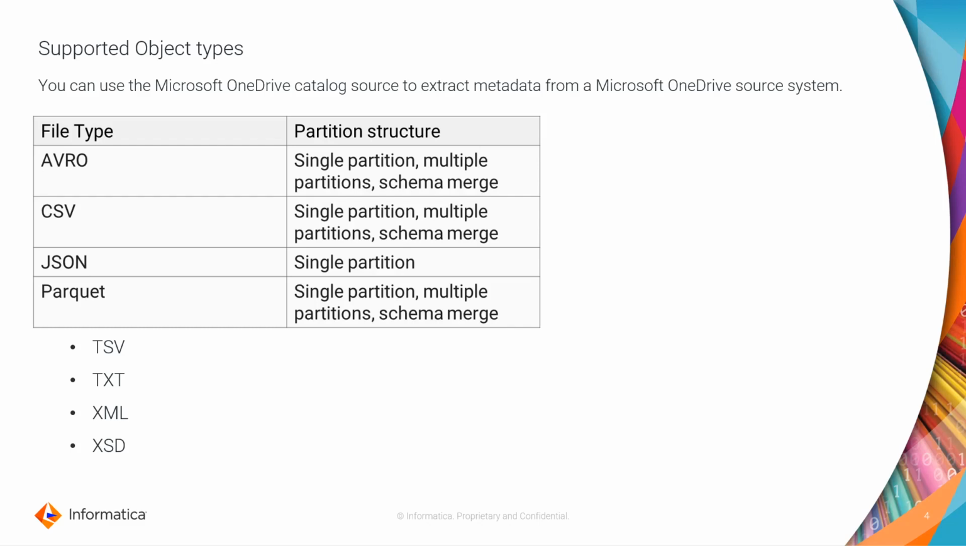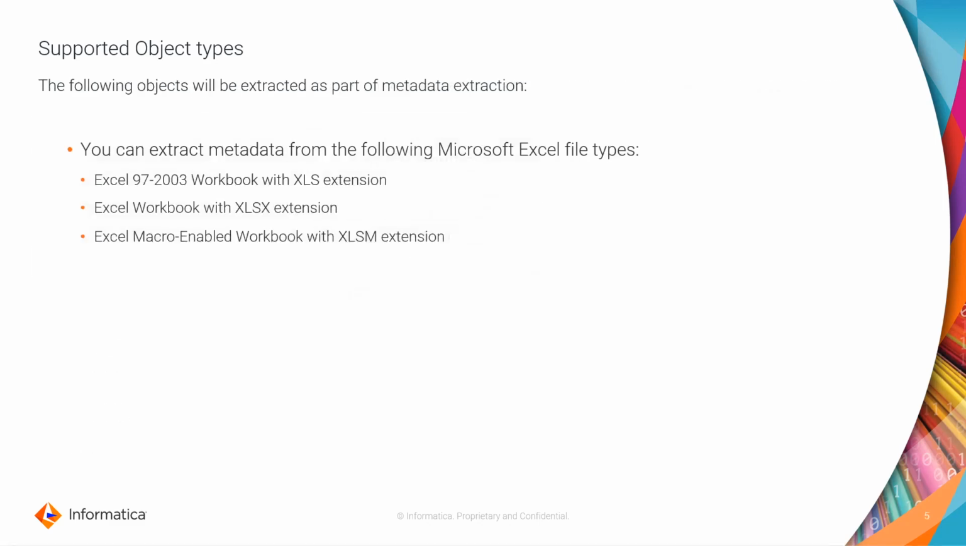For Avro, we support single partition, multiple partitions, and schema merge. For CSV, we support single partition, multiple partitions, and schema merge. For JSON, we support single partition. For Parquet, we support single partition, multiple partitions, and schema merge. And you can extract metadata from the following Microsoft Excel file types.